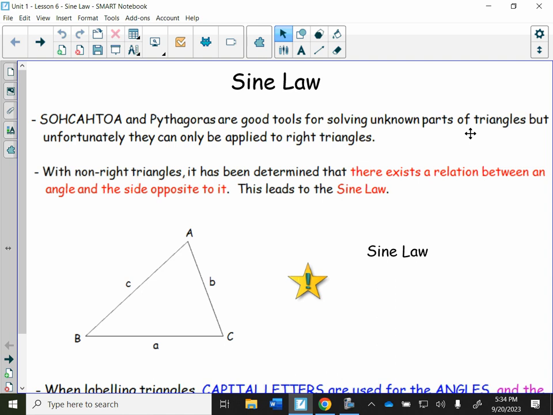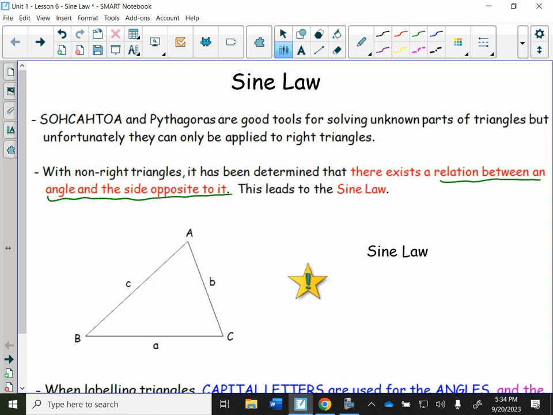Okay? With these non-right triangles, what we're going to do is go back to the idea of proportional reasoning and examine the relationship between a side and the angle opposite to it. Obviously triangles have three sides, they have three angles. The ones across from each other have a relationship.